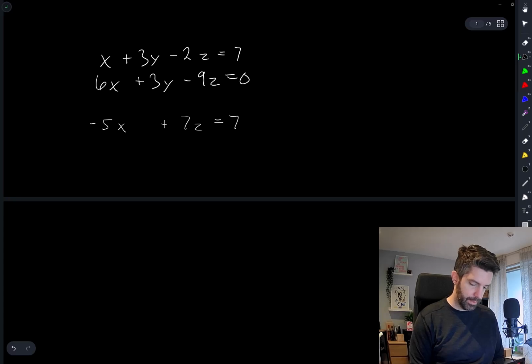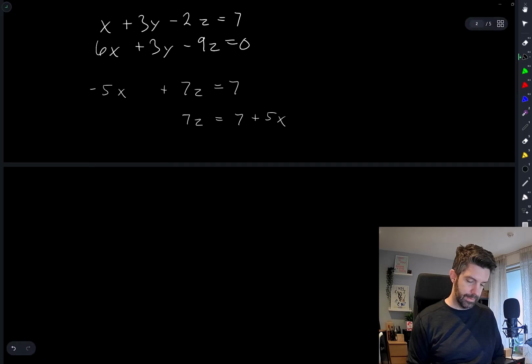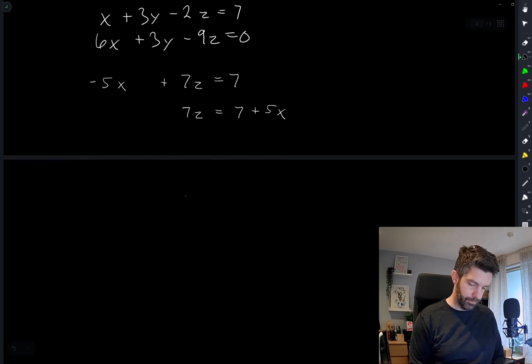And I'll write this as 7z is equal to 7 plus 5x. So z is equal to 1 plus 5 over 7 x. Yeah, so it's looking like the answer is going to be option D.